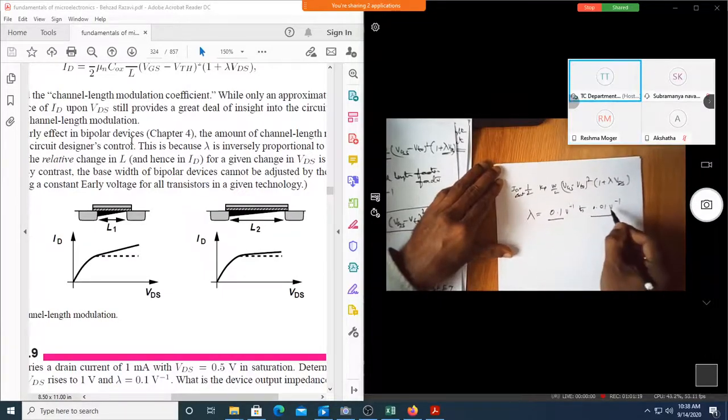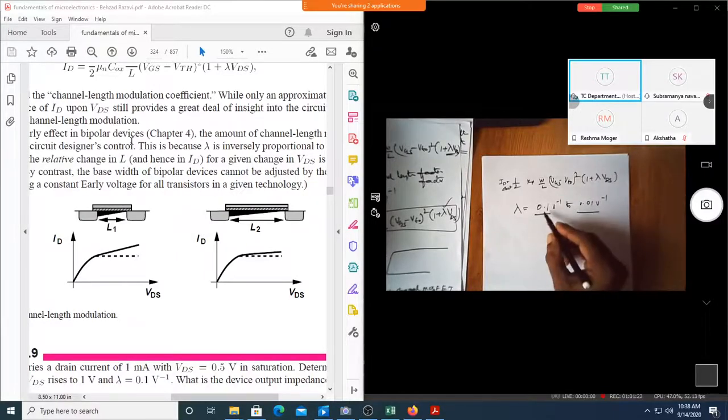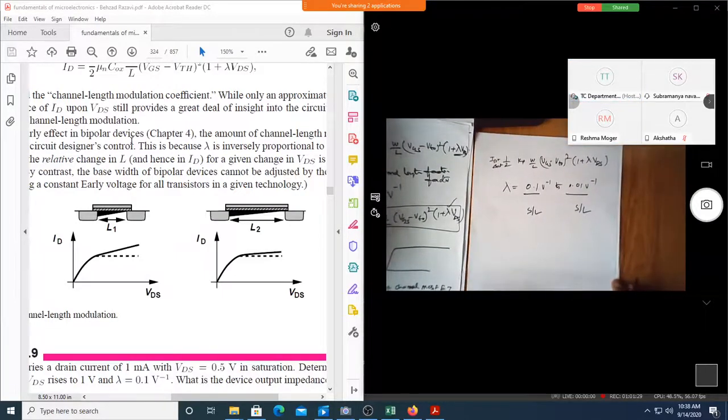So this 0.01, is it for short channel or long channel? Which one is for short and long channel? If I say short and long, which one shall I strike out? For 0.1 volt inverse, is it for long channel or short channel?